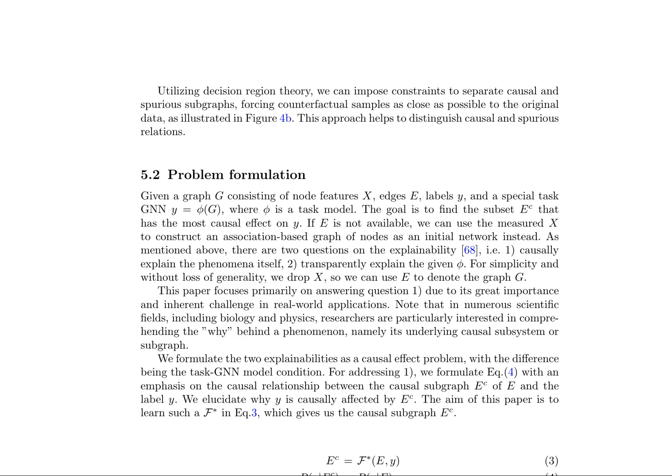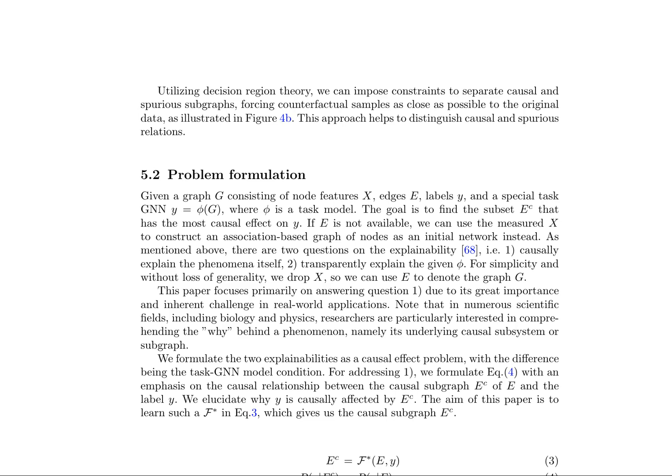The authors employ decision region theory to enforce constraints, segregating causal and spurious subgraphs, and compelling counterfactual samples to be as close as possible to the original data, as depicted in Figure 4b. This approach aids in distinguishing causal and spurious relations.